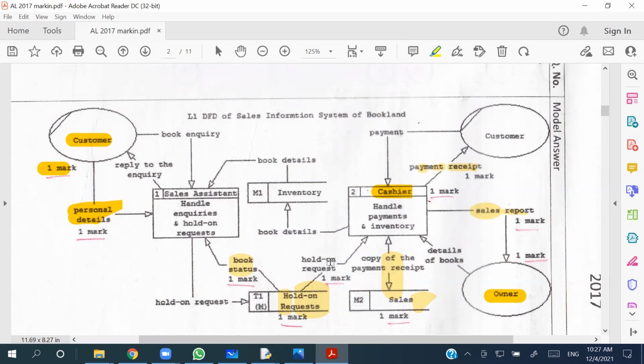1, 2, 3, 4, 5, 6, 7, 8, 9. What is this hold on request? 1 mark. So this should be recognized by reading the particular scenario, right?